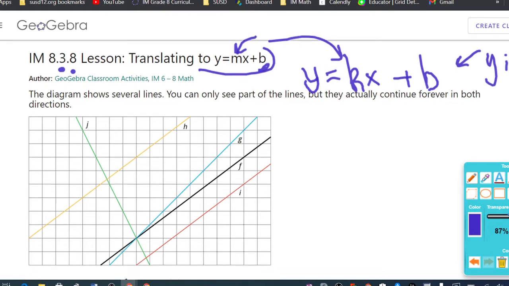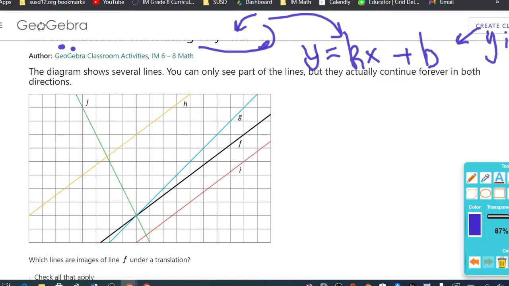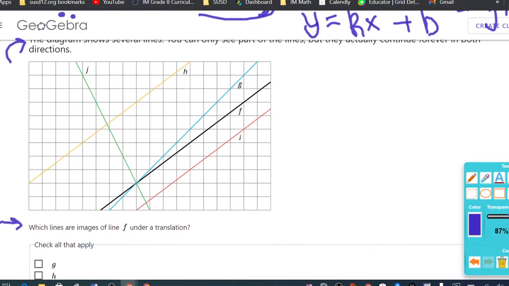Okay, so let's warm up for this. First, look at this graph here and read the directions. The diagram shows several lines. You can only see part of the lines, but they actually continue forever in both directions. So just imagine this line's going on forever, and this line is going on forever and ever. And it asks you, which lines are images of line F under a translation? Okay, not rotation, not reflection, only translation.